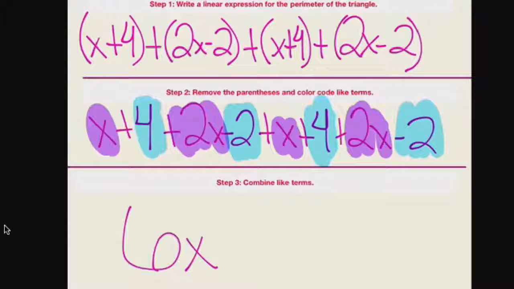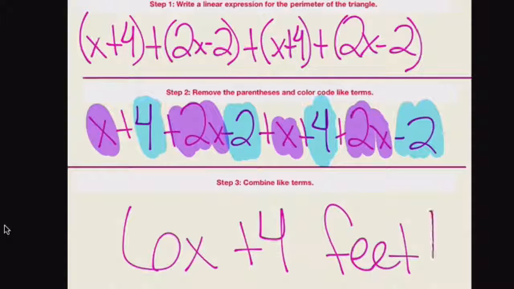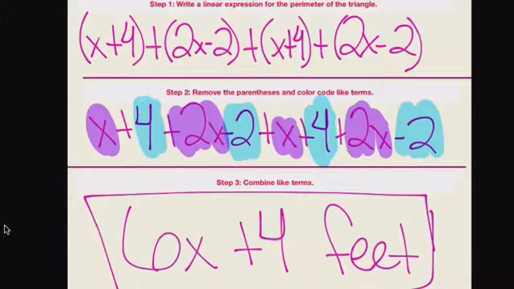Okay, now let's add our whole numbers. 4 minus 2 is 2. 2 plus 4 is 6. 6 minus 2 is 4. So we get 6x plus 4 feet is the simplified form of the perimeter of the rectangle.